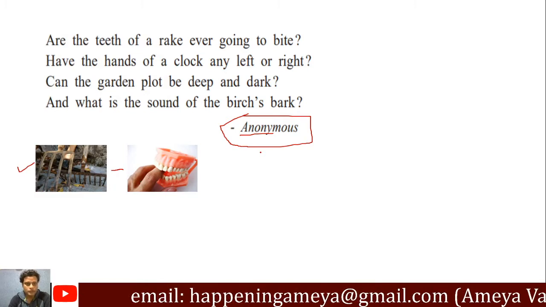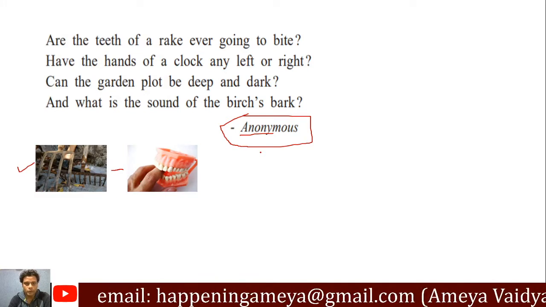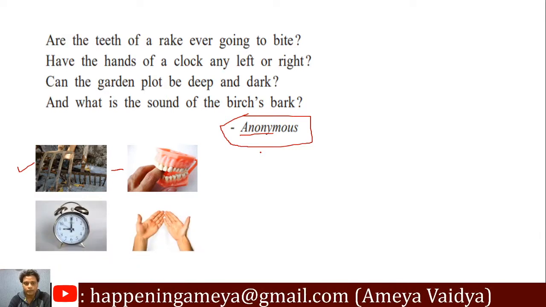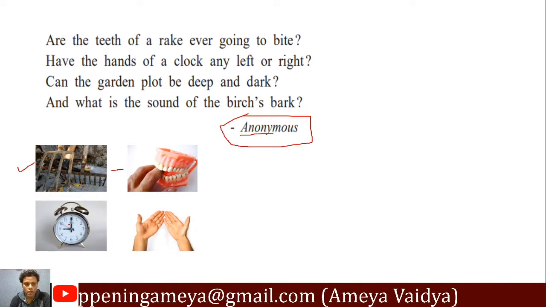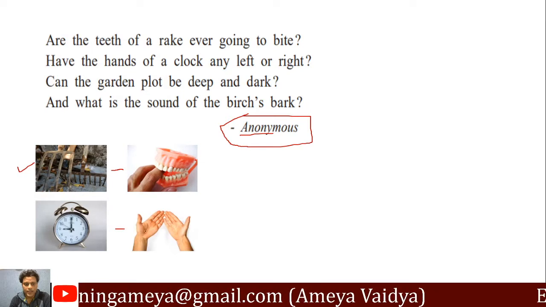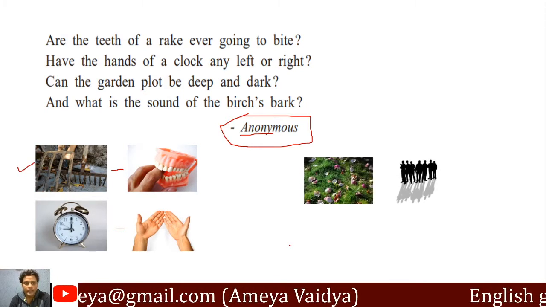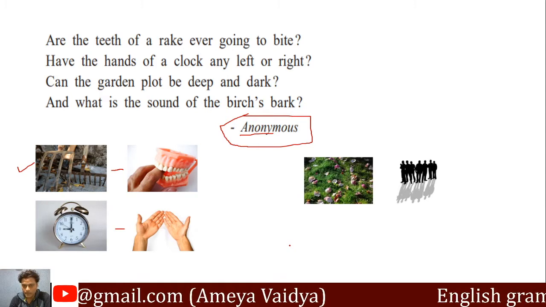So clearly you understood this. Are the teeth of a rake ever going to bite? No, they are not. Have the hands of a clock any left or right? So these are the hands of the clock. And does it ever have any left or right? Well, not really. It's round the clock. Can the garden plot be deep and dark?